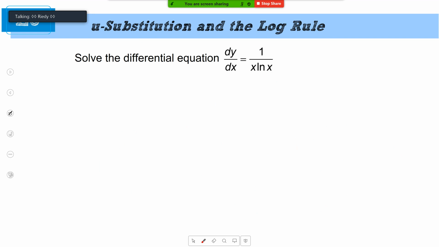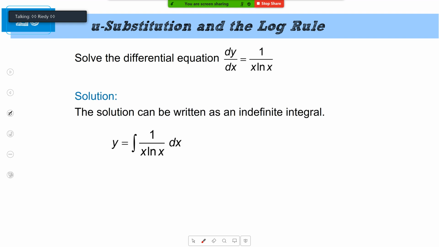For some reason, this differential equation shows up all the time. I don't know why, but it just does. This 1 over x times the natural log of x. So I'm going to show you how to solve the problem. However, you might just want to use the formula at the end of this.